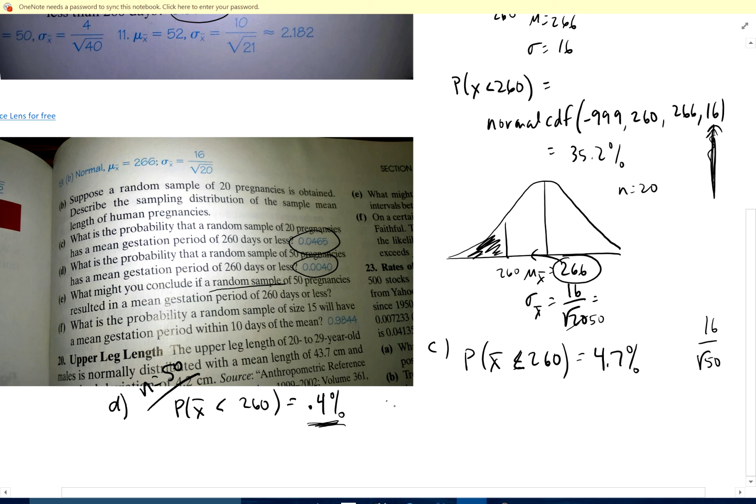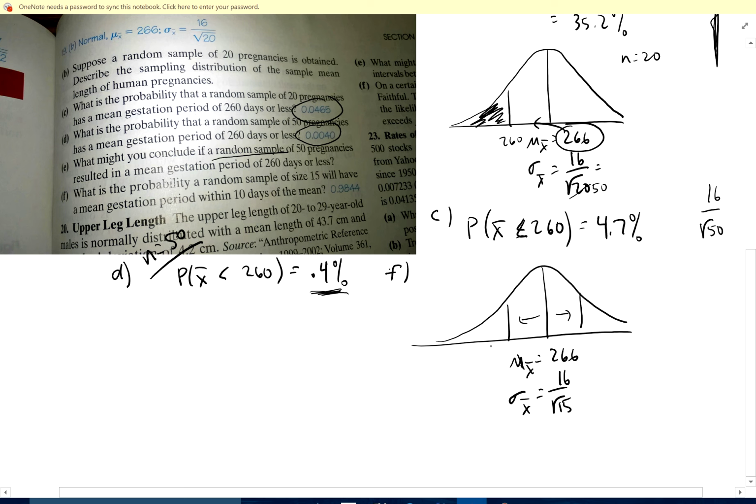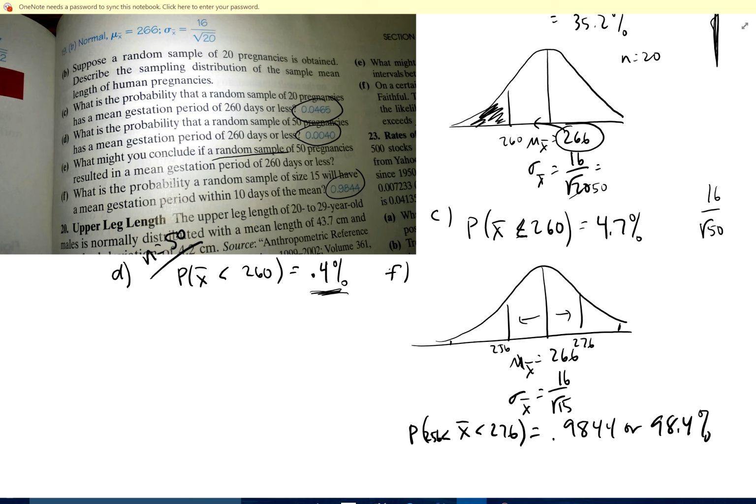Okay. And F, what's the probability that a random sample of size 15 will have a mean within 10 days of the mean? Okay. So mu sub x bar is 266. Sigma sub x bar is 16 over the square root of 15. And within 10, each way, is going to go from 256 to 276. So the probability that x bar is between 276 and 256. And if you do that, you will get 0.9844 or 98.4%. Okay, because this is a small standard deviation, so reality is it's way out here to way out here.